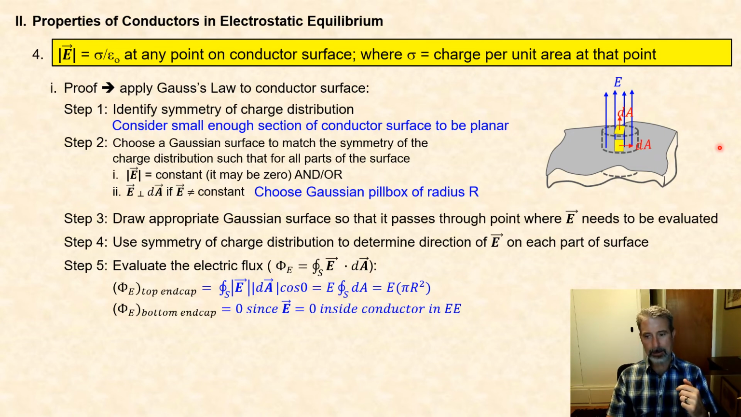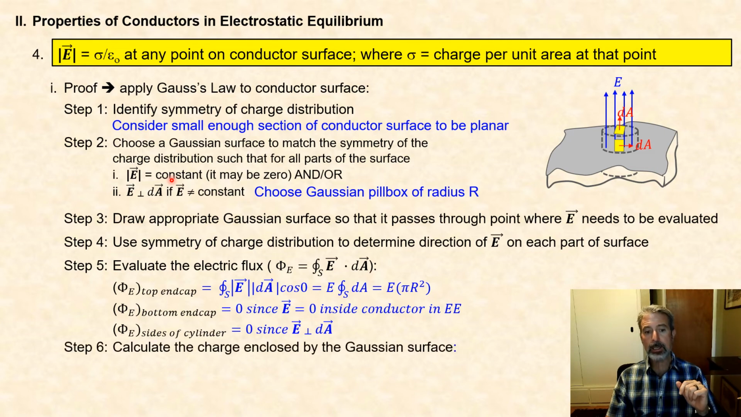And, as I was saying, for the sides here, I'm showing you what the vector dA looks like for the sides. Notice that it is perpendicular. We're meeting this criteria here. It's perpendicular to the field, which means there is no flux through the sides of the cylinder. That is 0 as well. So we know the total flux is simply equal to the flux through the top end cap.